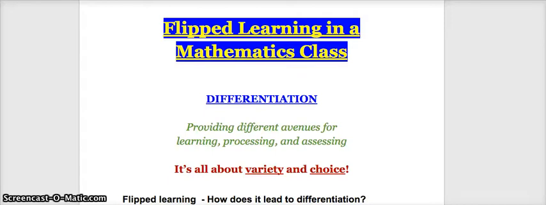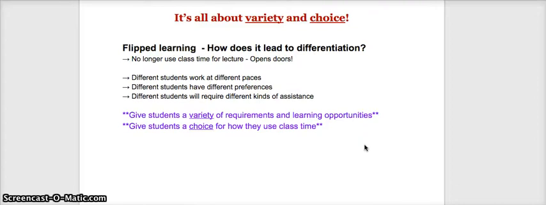In this video, I'm going to talk about flipped learning in a math class and how the flipped model opened doors for differentiation. Differentiated instruction simply means you're providing different avenues for learning, processing, and assessing. So, it's all about offering variety and giving students choice. And the flipped model allowed me to do that with my students.